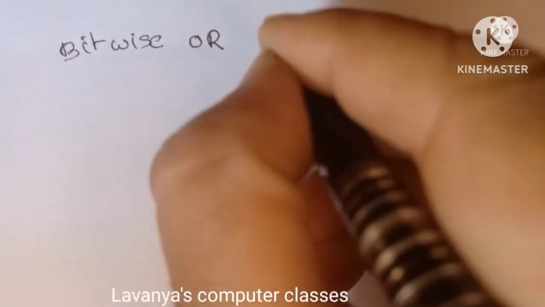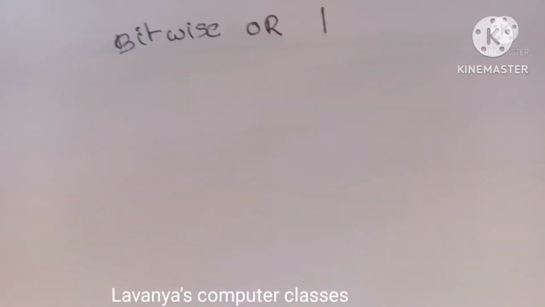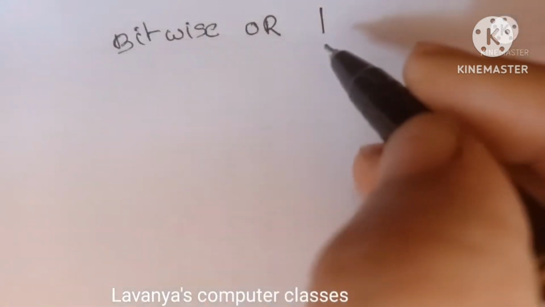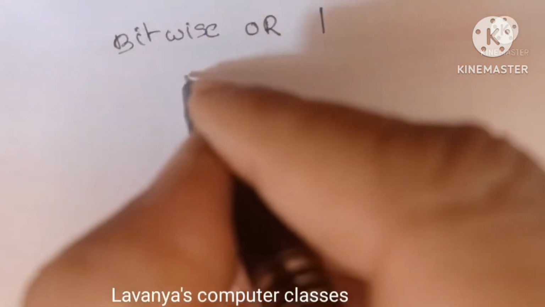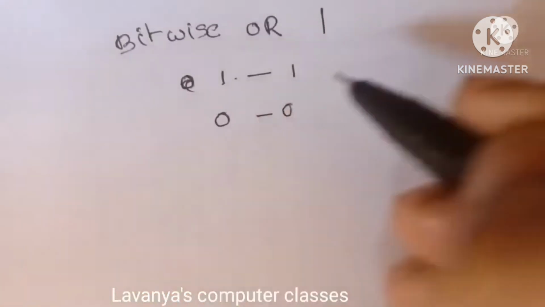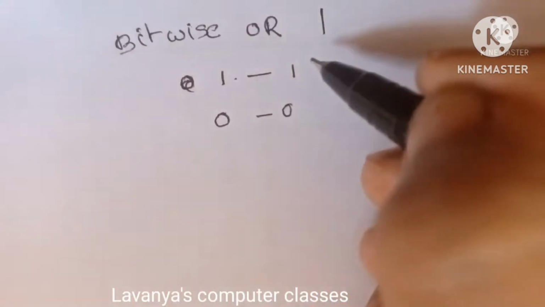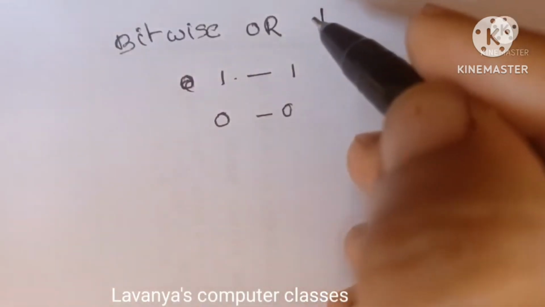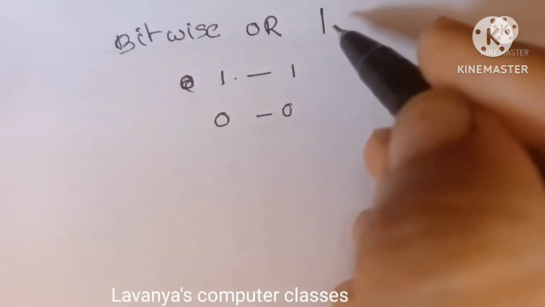Bitwise OR operator. The symbol is a single pipe. How it works: in both the bits, if any bit is 1, then the answer is 1. If both the bits are 0, then only the result is 0. Otherwise, it is always 1. If any one bit is 1, the result is 1.